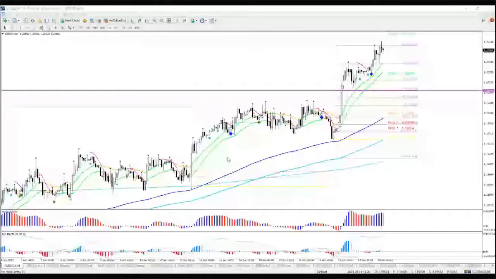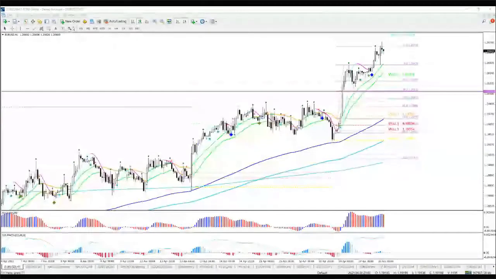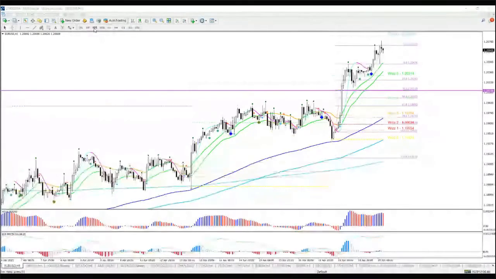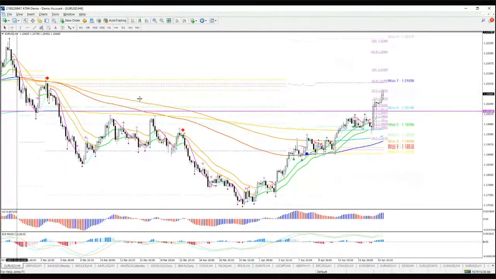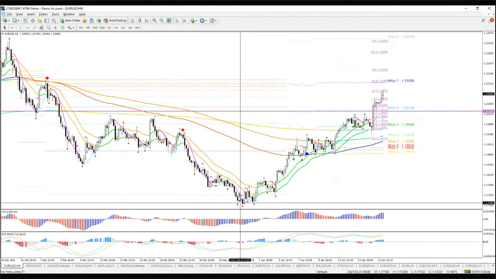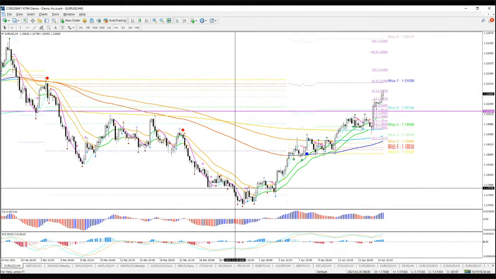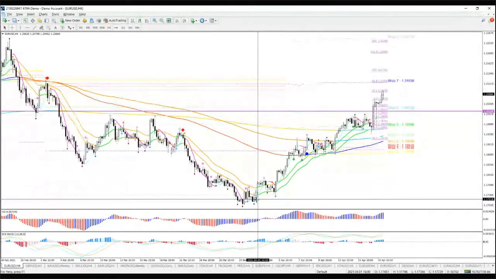All right. First of all, the euro dollar. As some of you might know from a euro dollar and pound dollar video, we've been looking at the bullish reversal at 117.50 back in end of March. And that did indeed take place as expected.